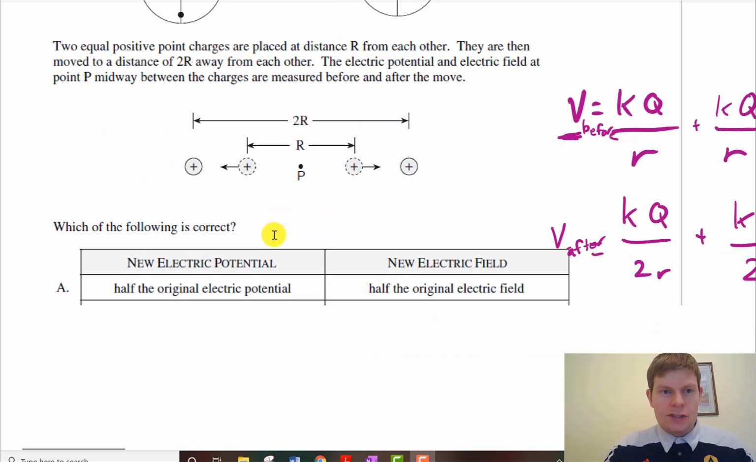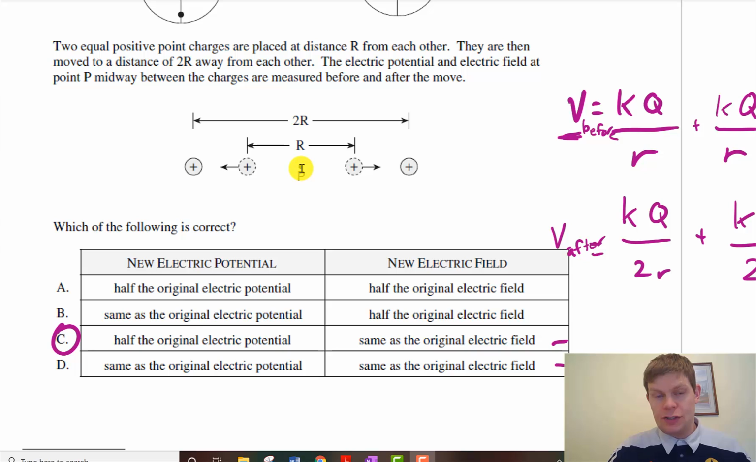Next guy I want to go over is this sucker. It's a little deceptively difficult, even though the answer is quite simple. How you get there is a little funny. So we've got these two equal positive point charges, and first they're a distance r apart, and then they're a distance 2r apart. And you want to figure out how their electric field changes and how their electric potential changes as they move further apart.